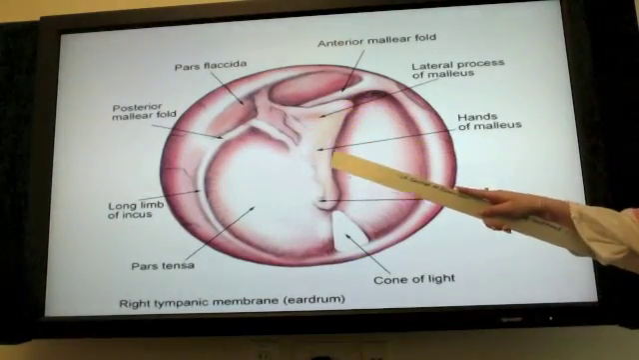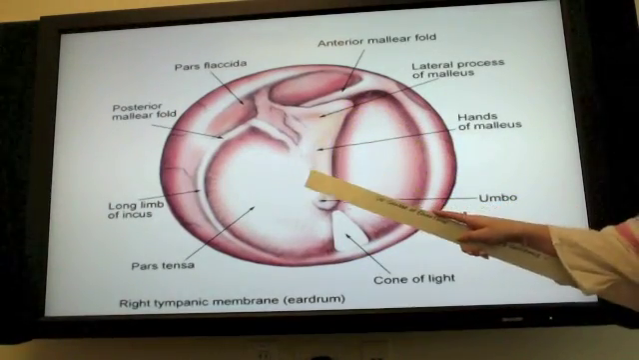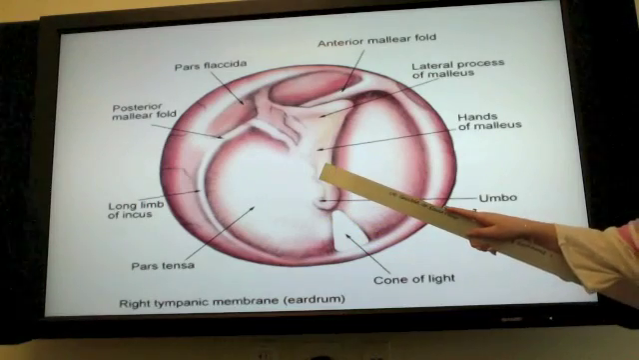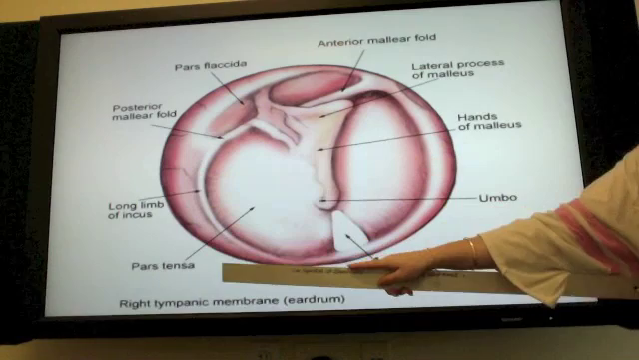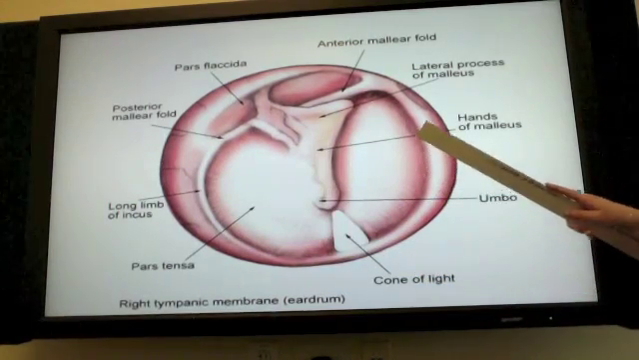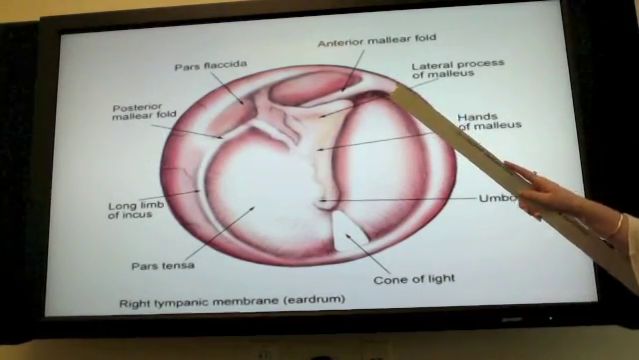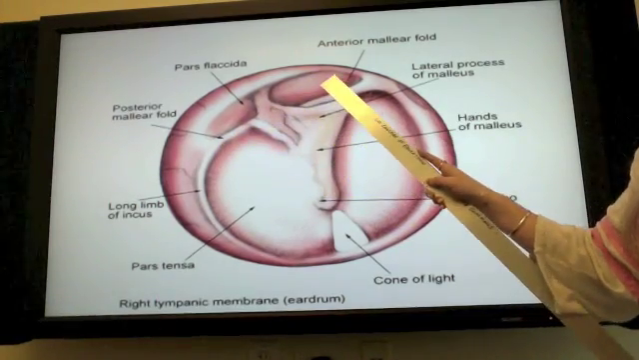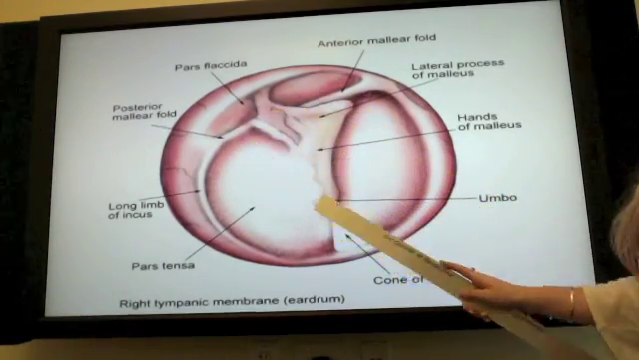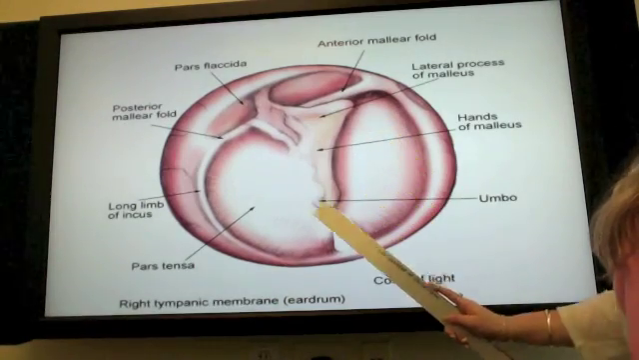Here we can see the manubrium of the malleus. This part is the umbo, which is the greatest point of retraction on the tympanic membrane. The annulus surrounds the tympanic membrane, and it is a ring of tissue that goes around it. Up here is the pars flaccida, which is the loose tissue on the tympanic membrane. Down here is the pars tensa, which is the tense tissue on the tympanic membrane.